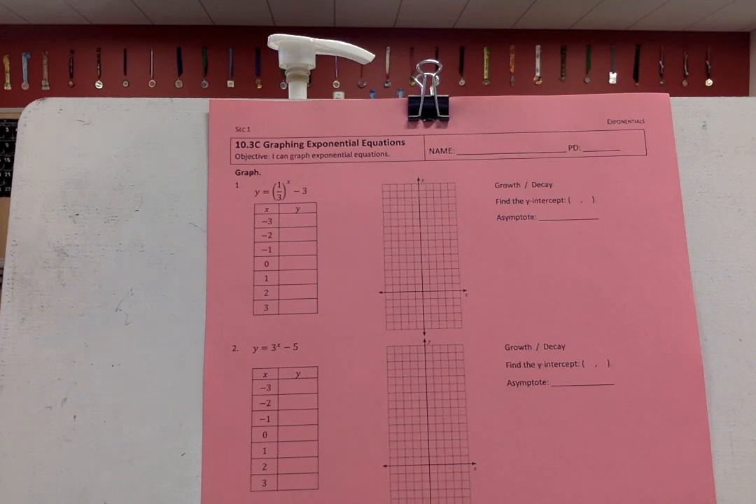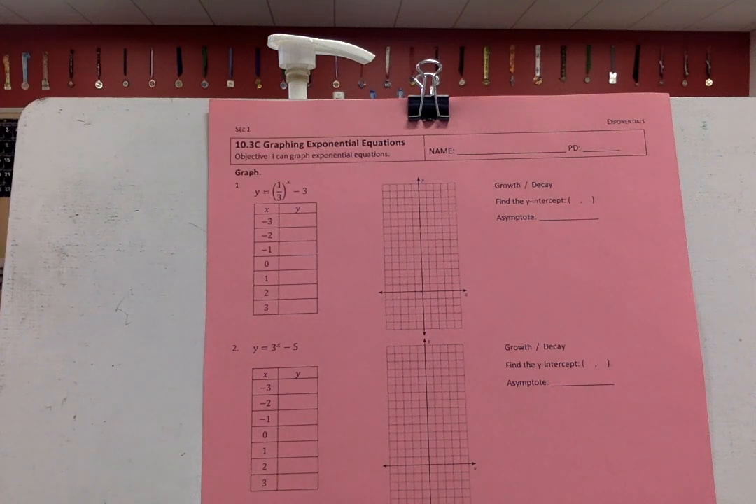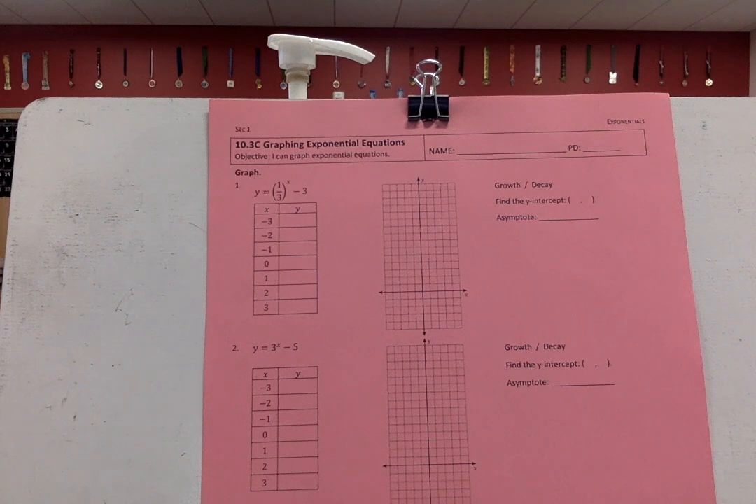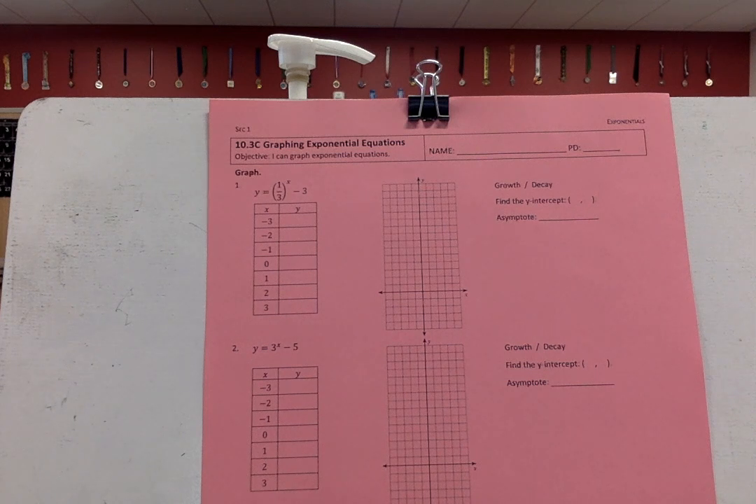Hello students. Today we are going to learn how to graph exponential equations using a table. First of all, we look at our objective: I can graph exponential equations. Now we're going to plug in each of these values for an x and we're going to get a y value out. Okay? y equals 1/3 raised to the power of x minus 3.